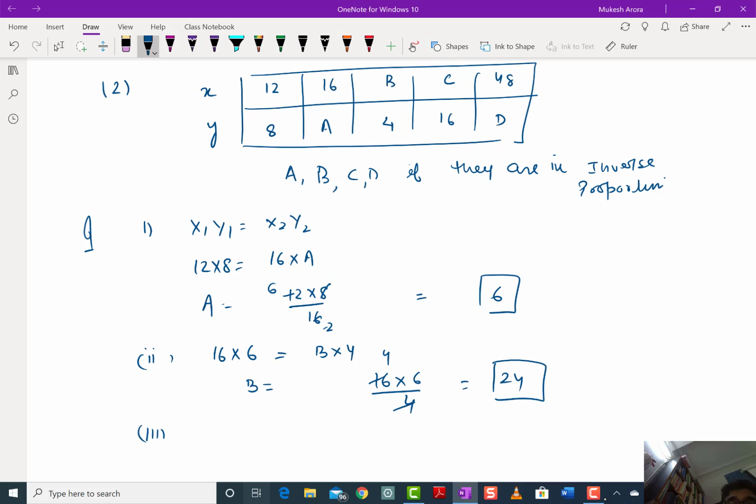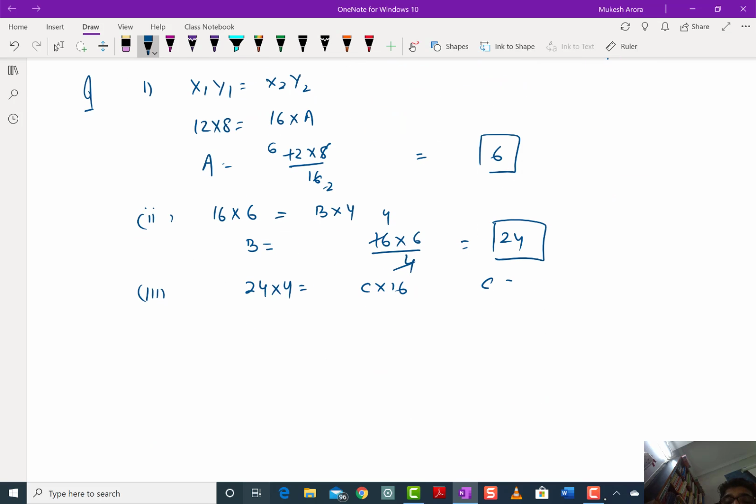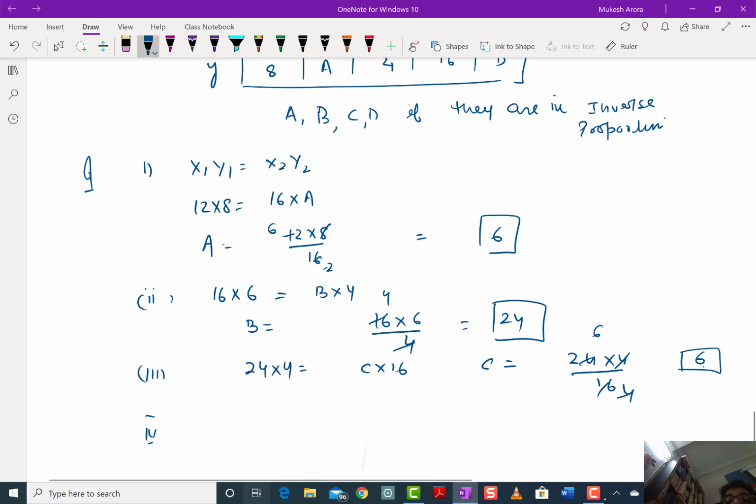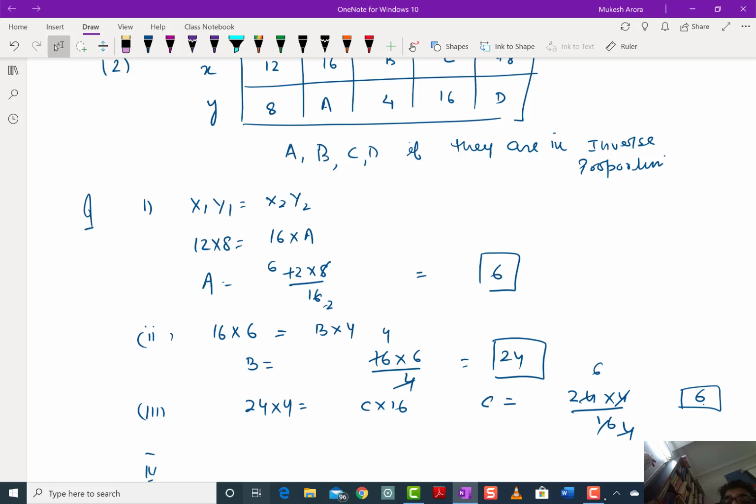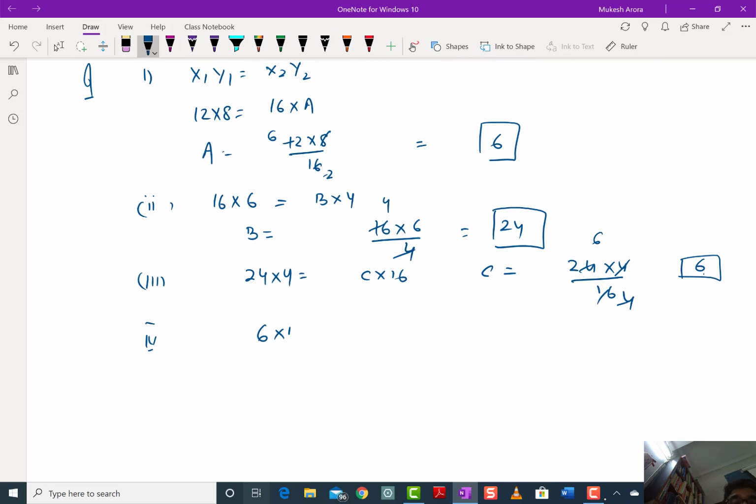Third, b, 24 into 4 is equal to c into 16. So c is equal to 24 into 4 by 16, again equal to 6. And fourth is 6 into 16 is equal to 48 into d. So d is equal to 6 into 16 by 48, that is 3.